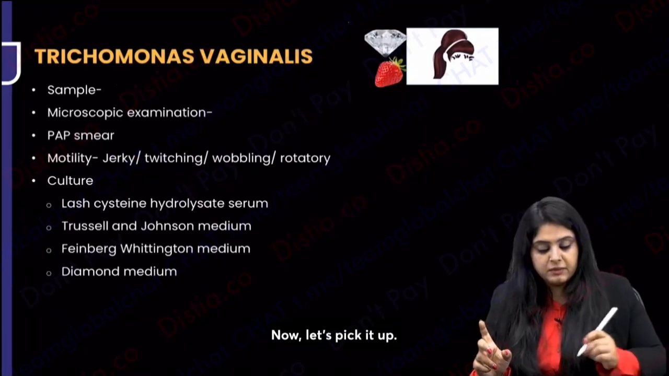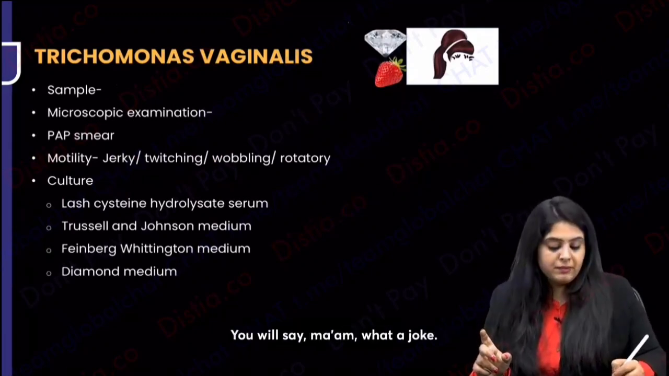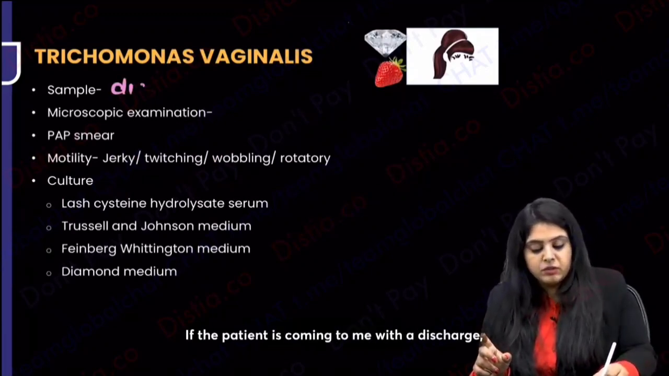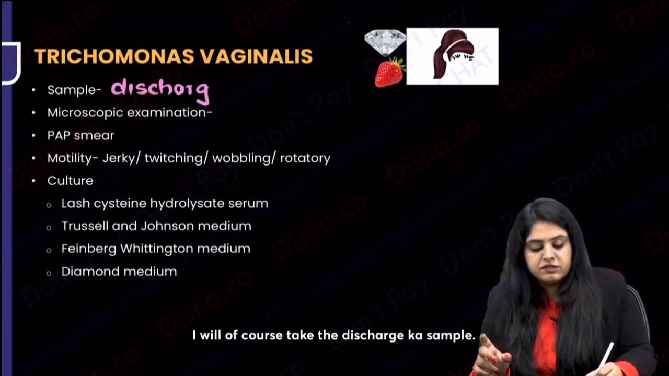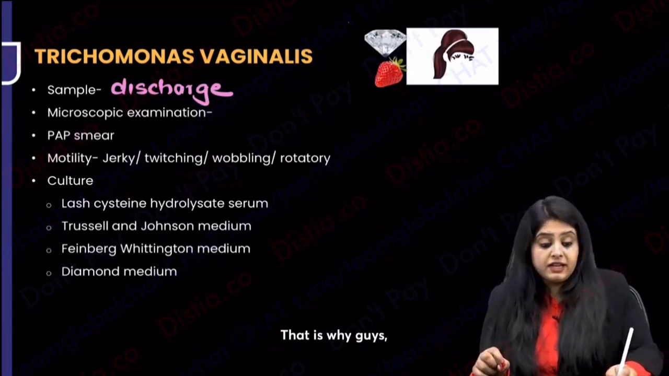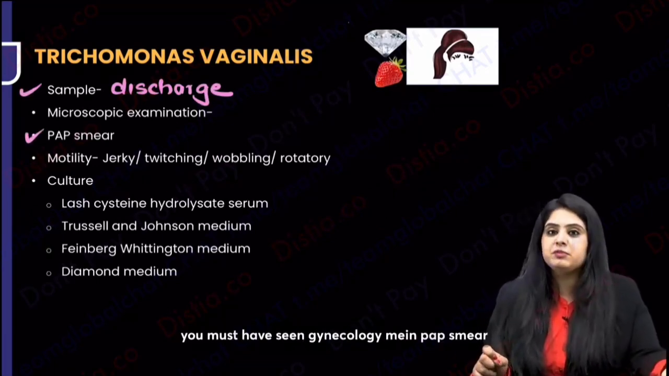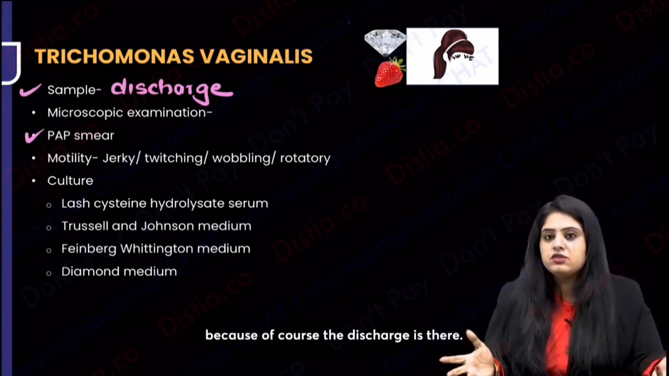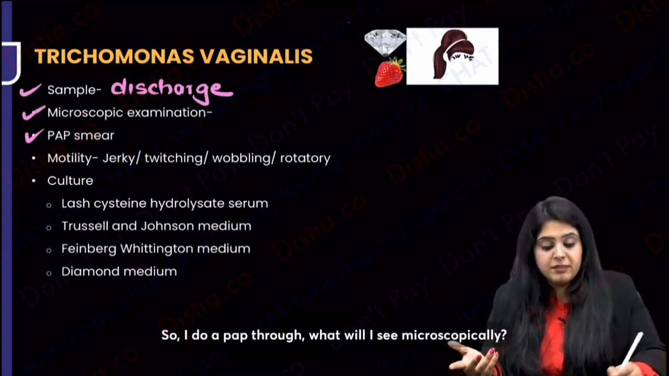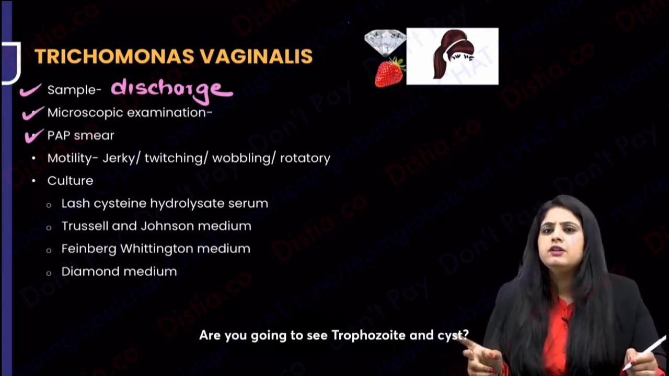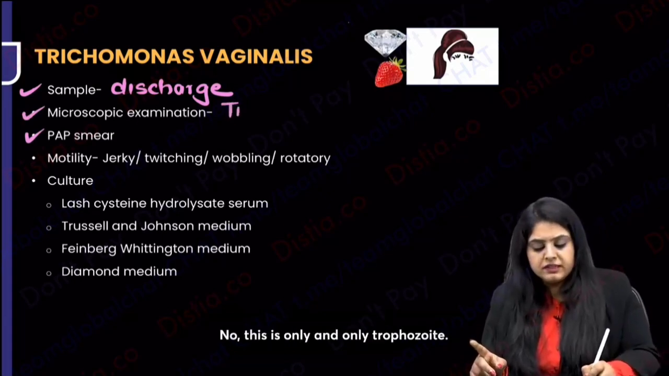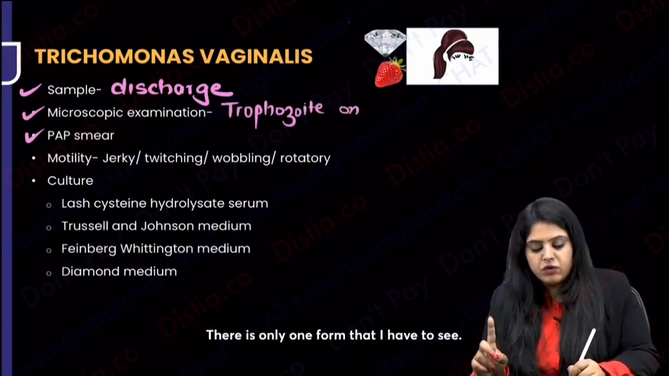Now let's go to the rest of the diagnosis. What is the sample that you'll take? You will say, ma'am, what a joke. If the patient is coming to me with a discharge, I will of course take a sample of the discharge. That is why, guys, you must have seen in gynecology we do a pap smear from the cervix, because of course the discharge is there. What will I see microscopically? Are you going to see trophozoite and cyst? No. This is only and only trophozoite. There is only one form that I have to see.